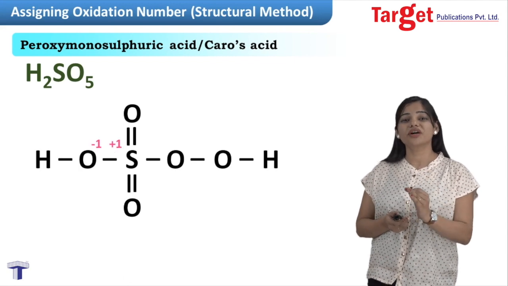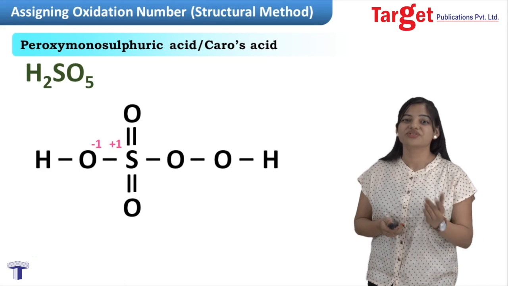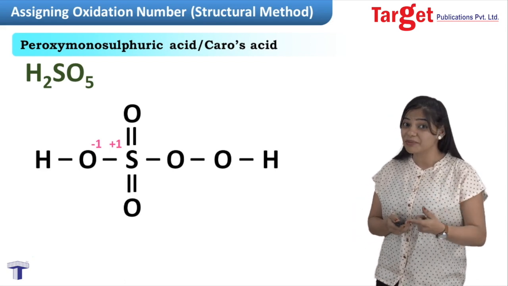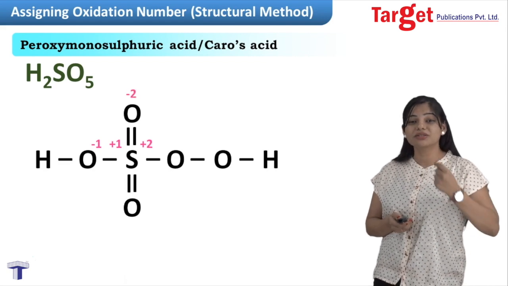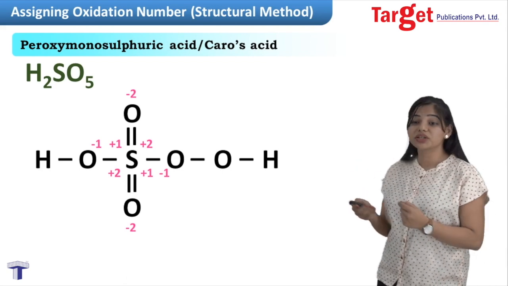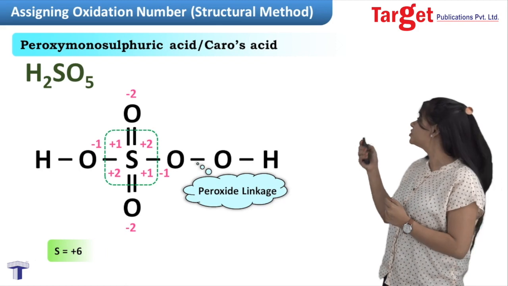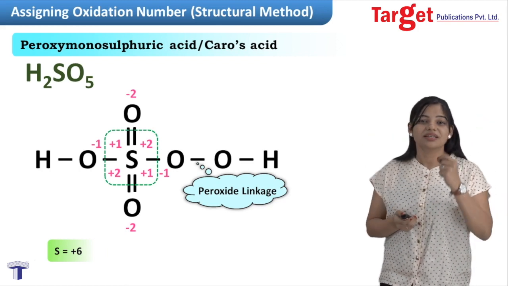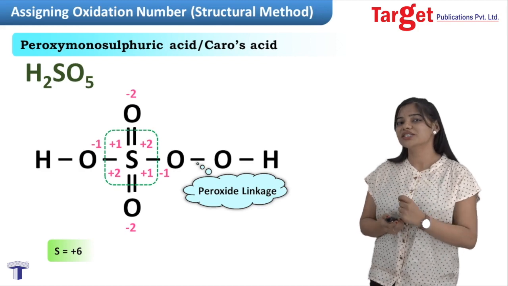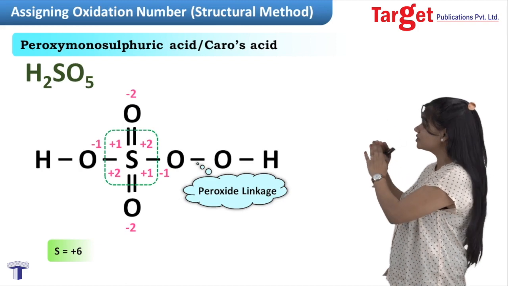Here if you see, sulfur which is attached to oxygen with a single bond will have plus 1, and oxygen will have minus 1, as oxygen is more electronegative. Wherever there is a double bond, it will be minus 2 and plus 2. So overall, for the structure, the total comes out for sulfur as plus 6. Students, we have highlighted here that there is a peroxide linkage of the oxygen. That is, one of the oxygens present here is peroxy, where it is attached to sulfur as well as oxygen at the other end.